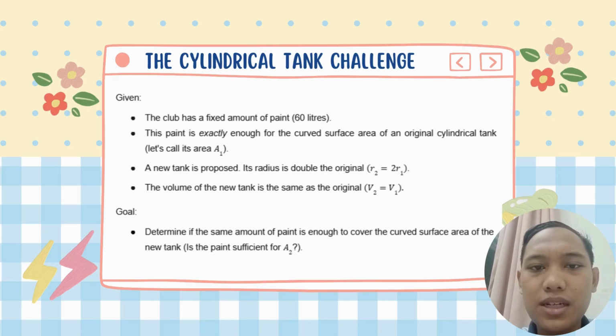Now they propose a new tank design. For this new tank, the radius is double compared to the original one. So we can say R2 equals 2 R1. However, a very important condition is that the volume of the new tank must be the same as the original. So V2 equals V1. The main goal is to figure out if the same 60 liters of paint is enough to cover the curved surface area of the new tank.